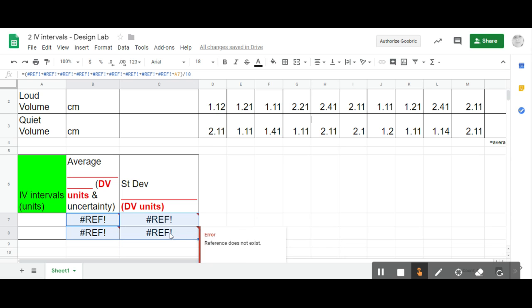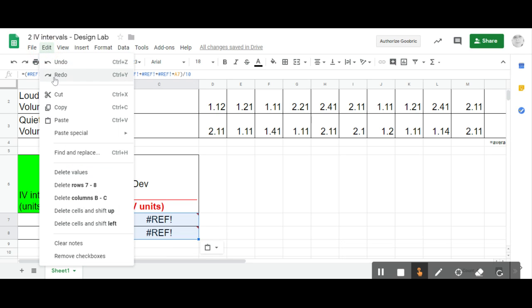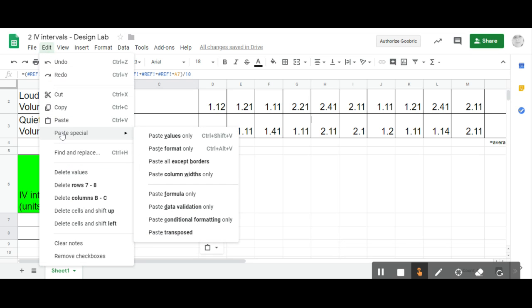So I need to use a trick here, okay? I need to not just paste. I need to come up here to Edit and choose not Paste, but Paste special. And then I only want the values. What it did was it pasted the formulas. I don't need the formulas. I need the values, the numbers. So I'm going to only paste the values.